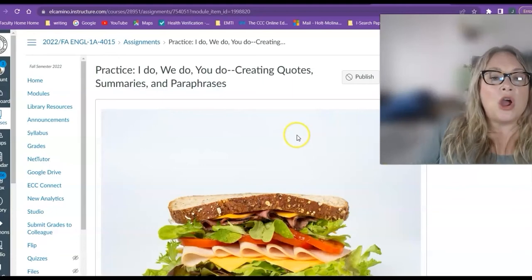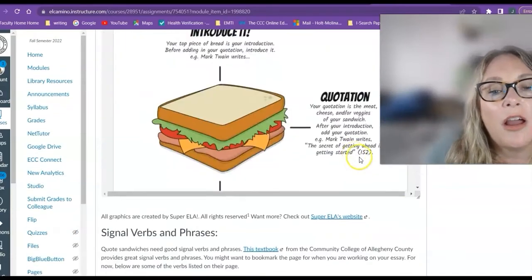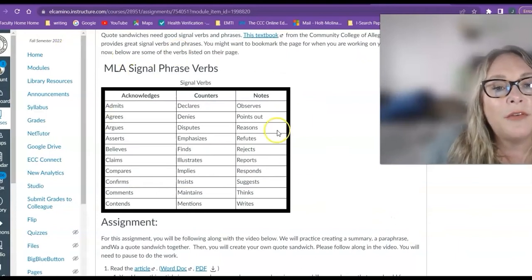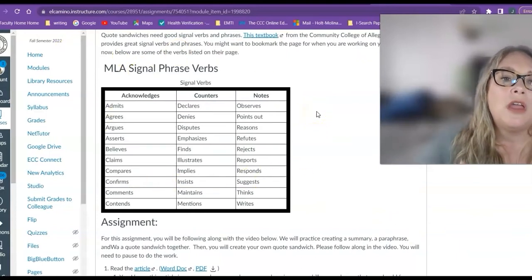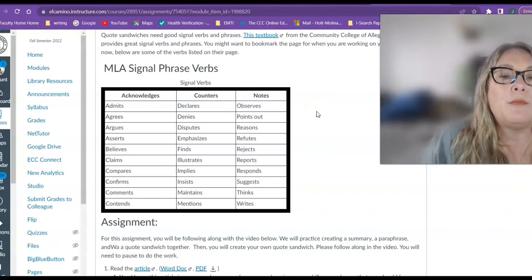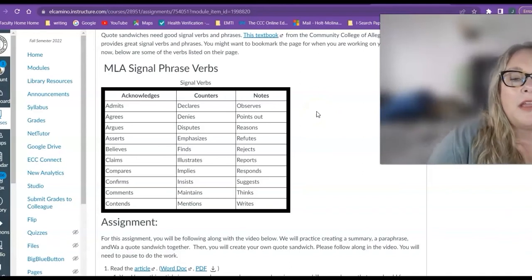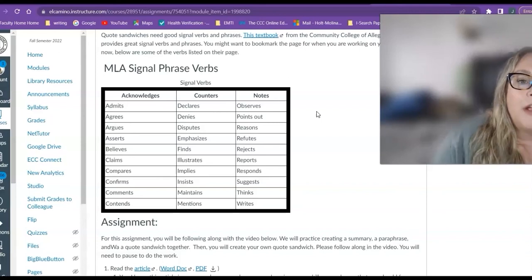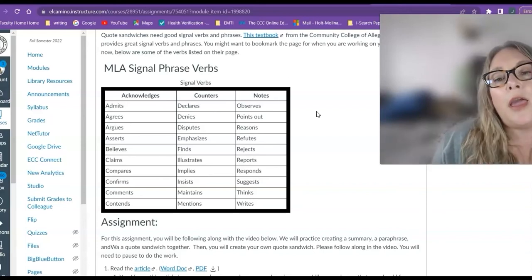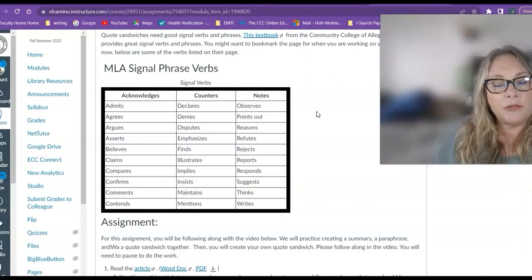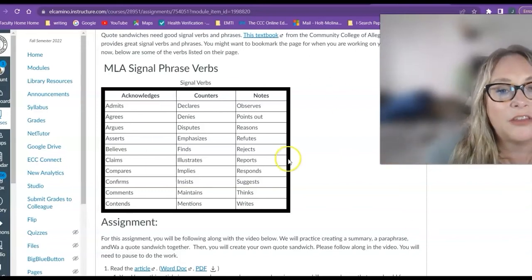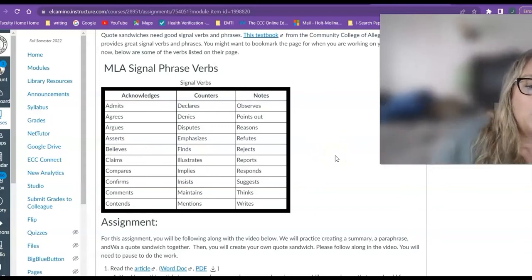I am here on our assignment sheet, and on there I actually put some lead-in verbs for you. So these are some of the verbs that you might want to use to help you lead in. So you might say the author admits, the author declares, the author observes. And so you can use this to signal the quote's coming, and you can also use them afterwards to explain the quote a little bit, okay? So these are some of the things that you're going to want to use, according to, etc.